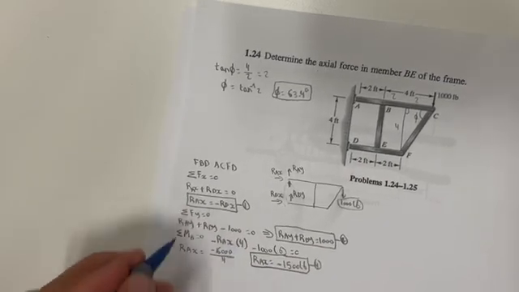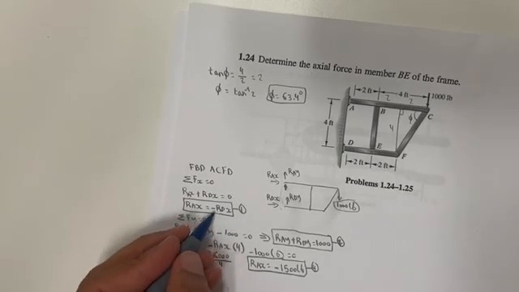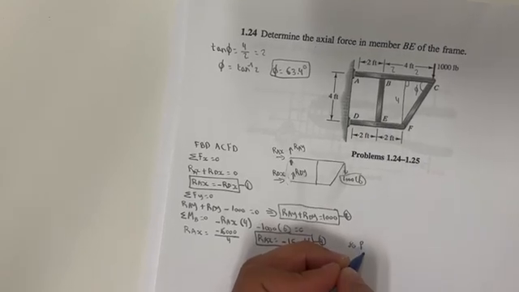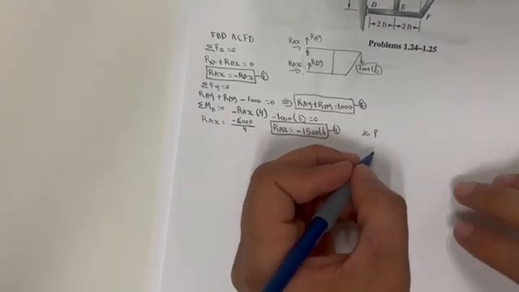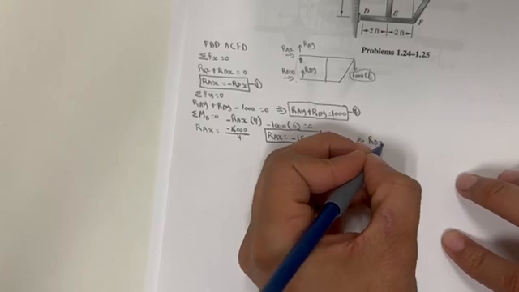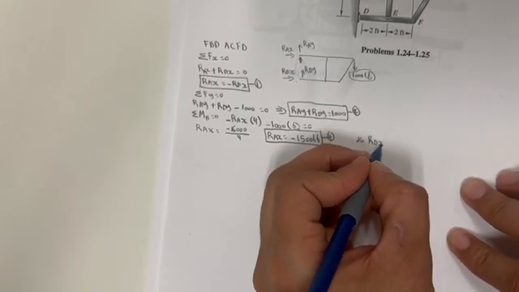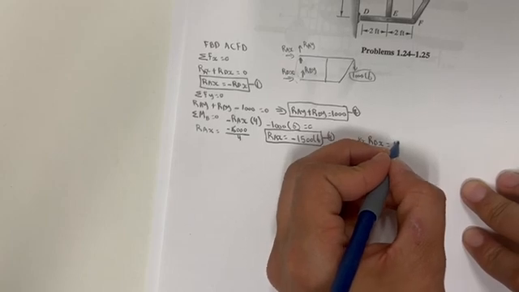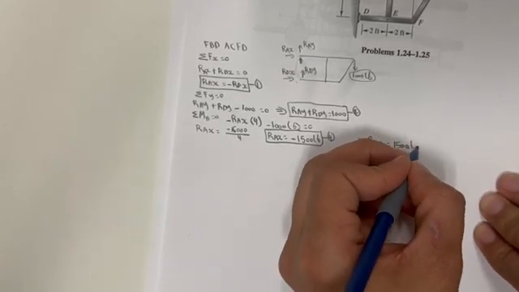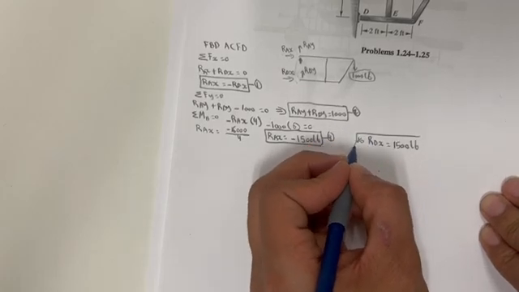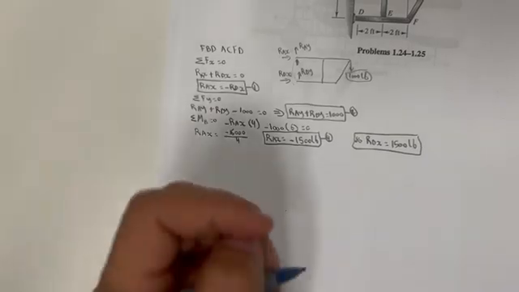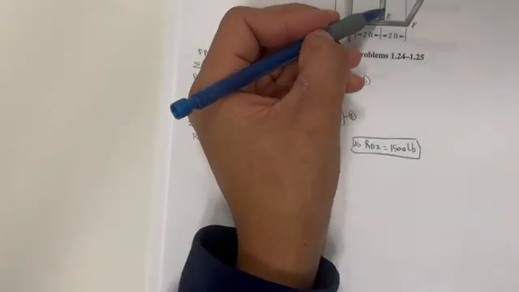You have RAX, so you can get what? You can get RDX. Therefore, RDX equal 1500 lb. Alright, I think we'll get everything from this free body diagram, but remember, we'll try to get this one.